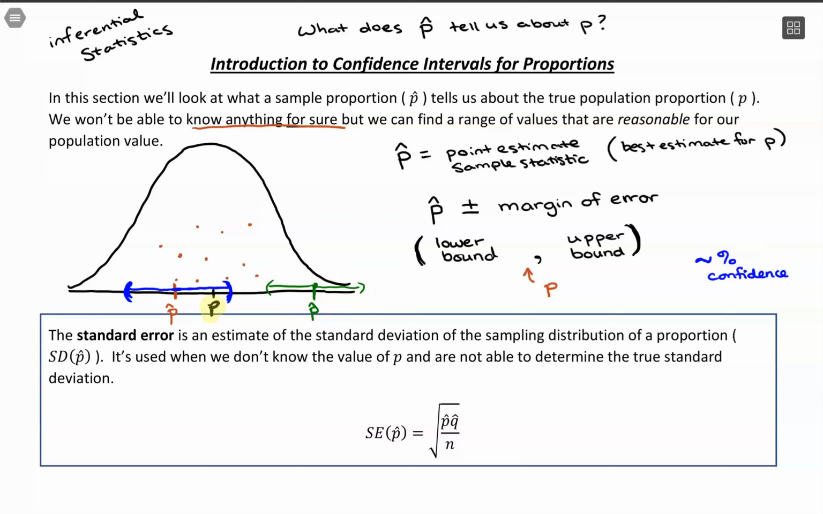They're very closely related. It's just that standard deviation for our sampling distribution uses population values, and our standard error uses sample statistics, which is what we have to use here because we only have sample statistics. So that'll be the spread of our distribution, centered at our sample proportion.